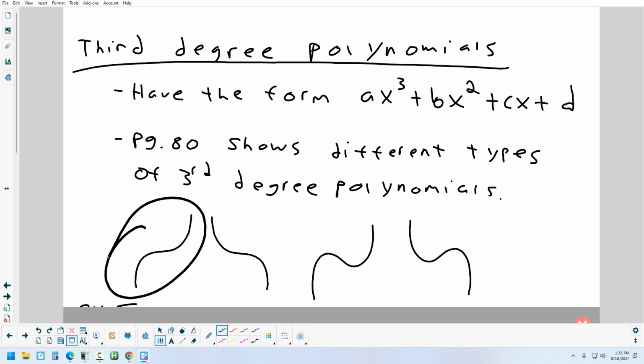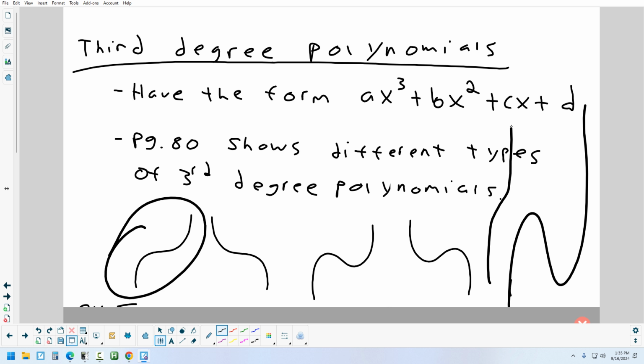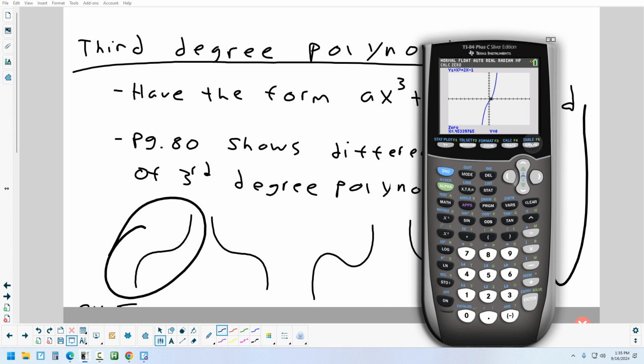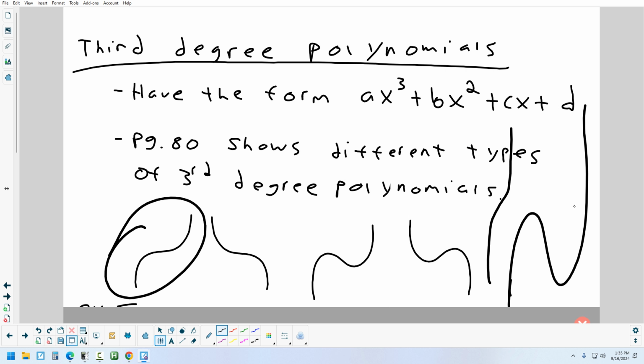Okay, but that's generally what cubics look like. Sometimes the turn is bigger, like that. Sometimes it's just a little bend in it, kind of like the one we just did. That one. Page 80 shows those pictures in your book, but that's pretty much what you're looking at right there.